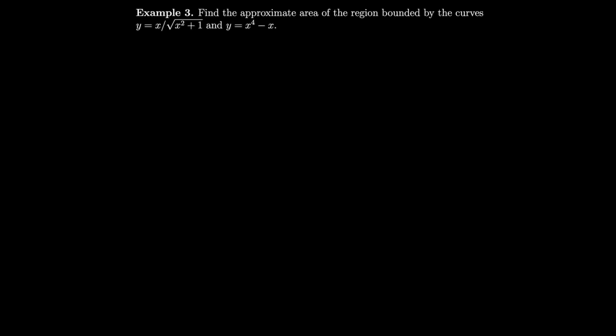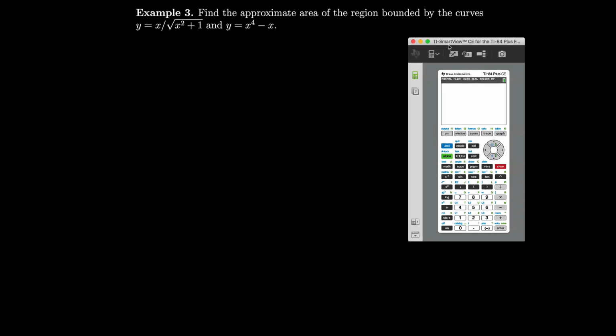Let's find the approximate area of the region bounded by the curves y equals x over the square root of x squared plus 1 and y equals x to the fourth minus x. Notice in this case, if you take x over the square root of x squared plus 1 and set it equal to x to the fourth minus x in order to try to find the endpoints, which again they didn't give us, then that looks really challenging to solve. And in fact, it's actually impossible to solve exactly. So why don't we get our handy dandy calculator emulator out.